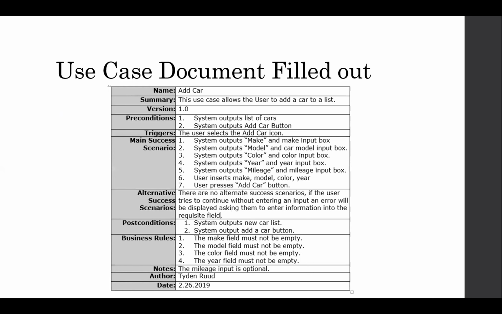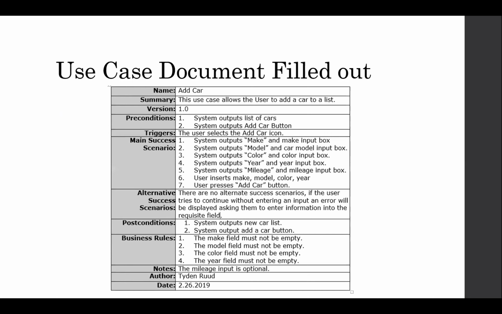So at least in my example, they put in the make, model, color, year, and mileage, and then they hit add car. There's not really an alternative success scenario to this, which is basically like, or they could do this, because I was just thinking in really simple terms, like filling out a map or array or whatever. So not really an alternative success scenario to my example.